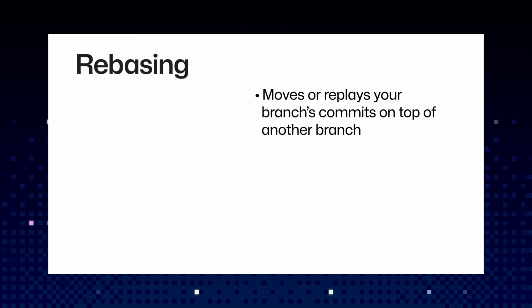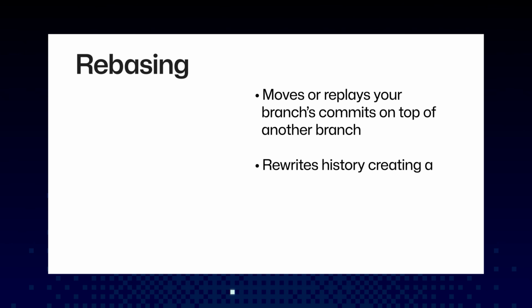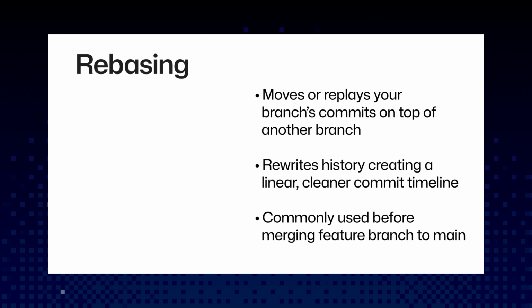Rebasing moves or replays your branch commits on top of another branch, rewriting history to create a linear, cleaner commit timeline. You rebase when you want a clean linear history, like updating your feature branch with the latest changes from main before merging.